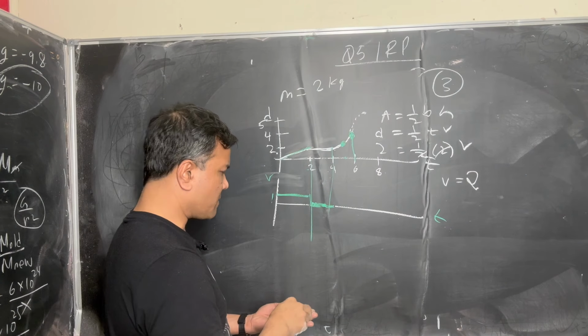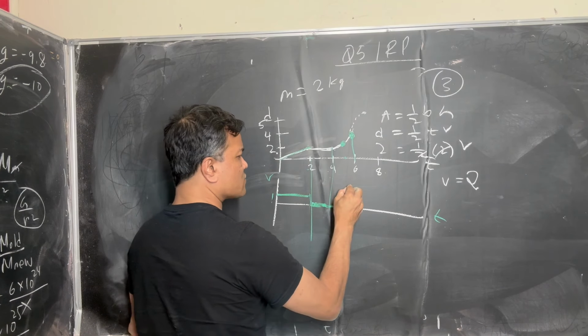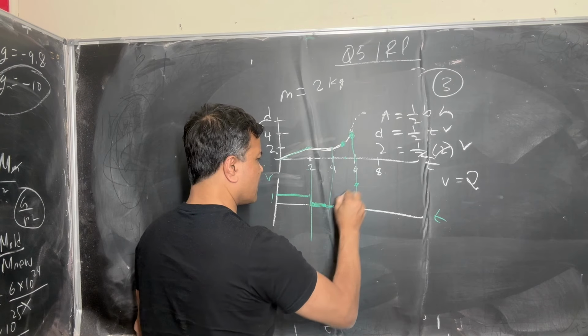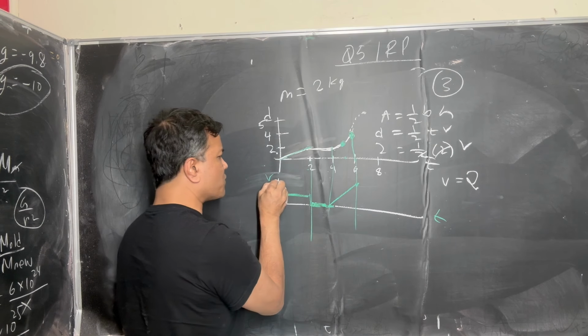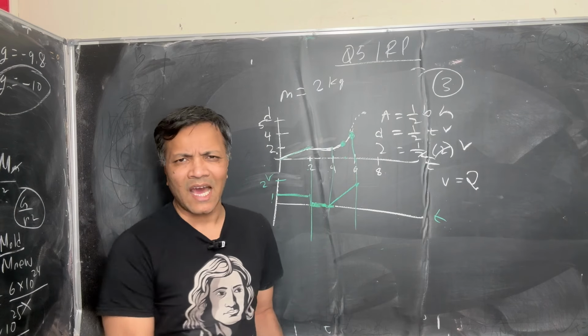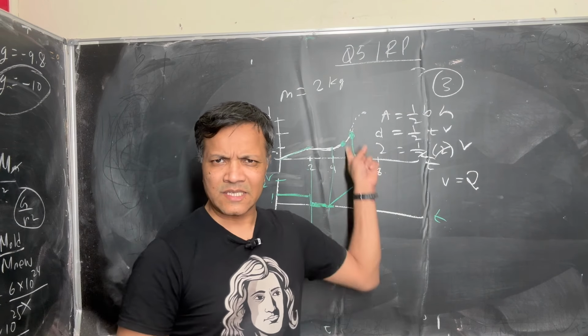So you're going to write velocity, but it's going to be a diagonal line. So you're going to put a dot over here, right? And we're going to draw over here, and we're going to carefully put 2. Now we're done with converting the DT graph to the VT graph.